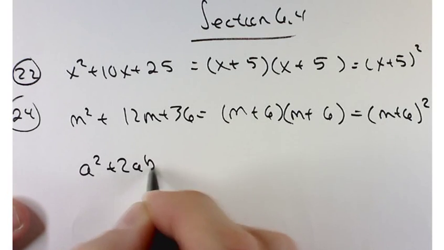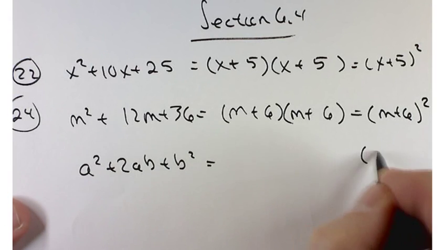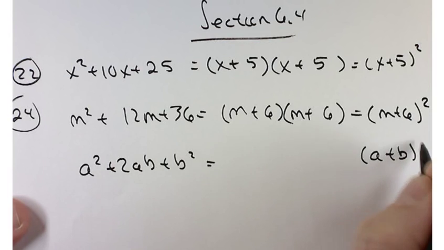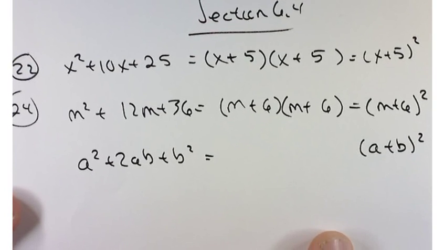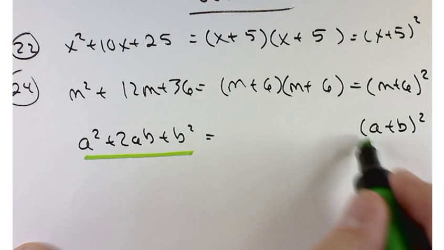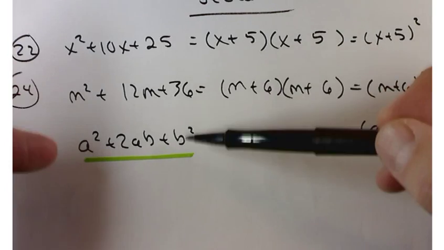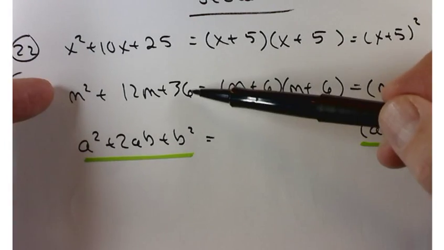So this is going to factor into something like this. So what are the clues that you should be looking for? Well, the end terms have to be perfect squares. So I had an m here and a 6 squared here. The middle term is twice the product of those end terms. So let's see if we can reverse engineer one.